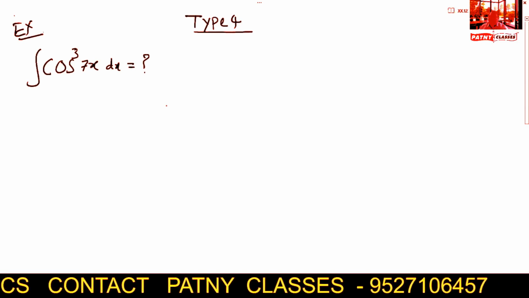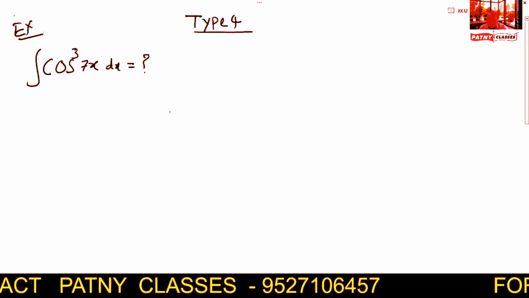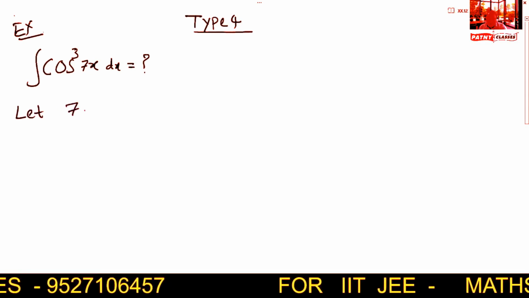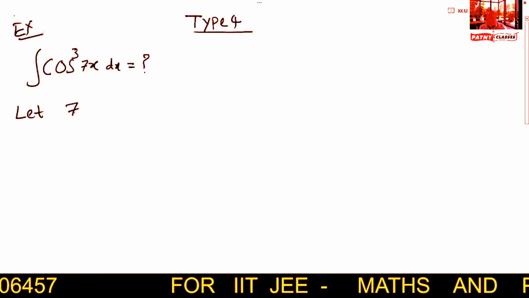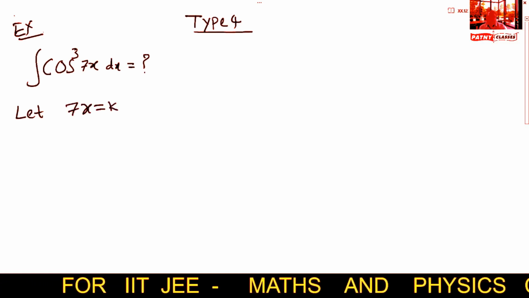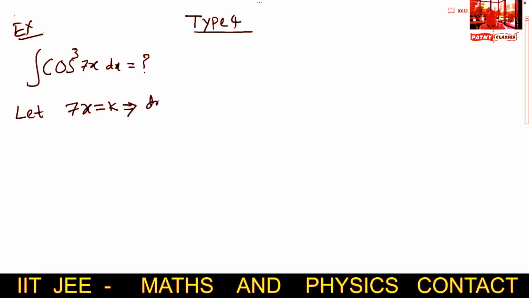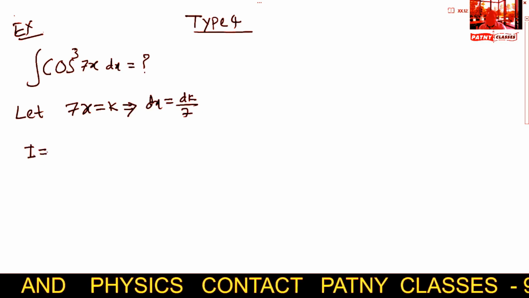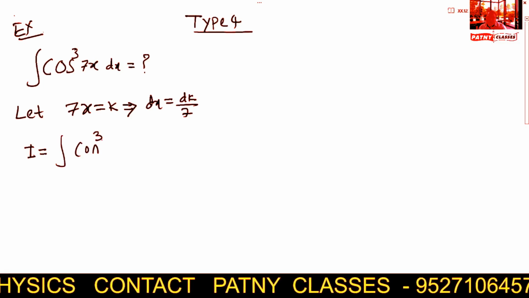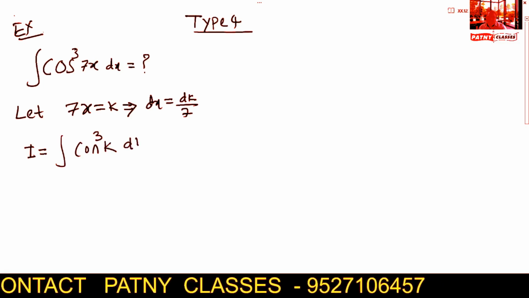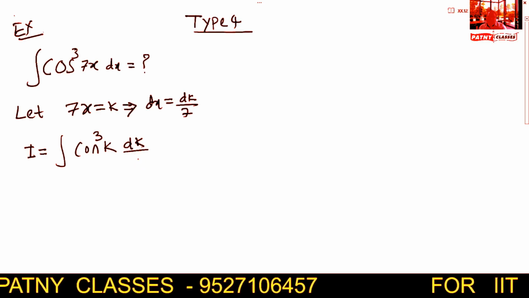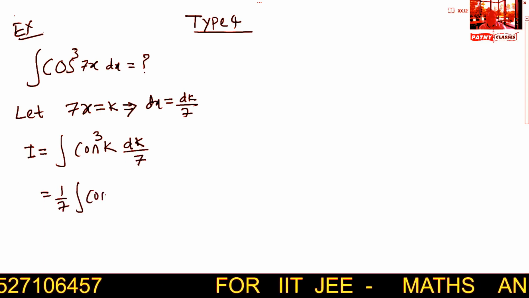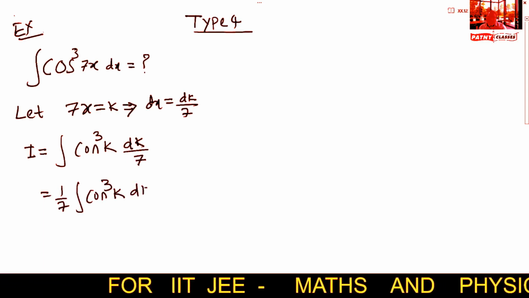Now next example: integration of cos cube 7x with respect to x equals how much? As usual, it is not in the standard form. To convert into the standard form, 7x equals k, writing directly dx is equal to dk upon 7. Then I becomes integration of cos cube k with respect to k, that is dx equivalent to dk by 7, 1 upon 7 outside, integration cos cube k with respect to k.